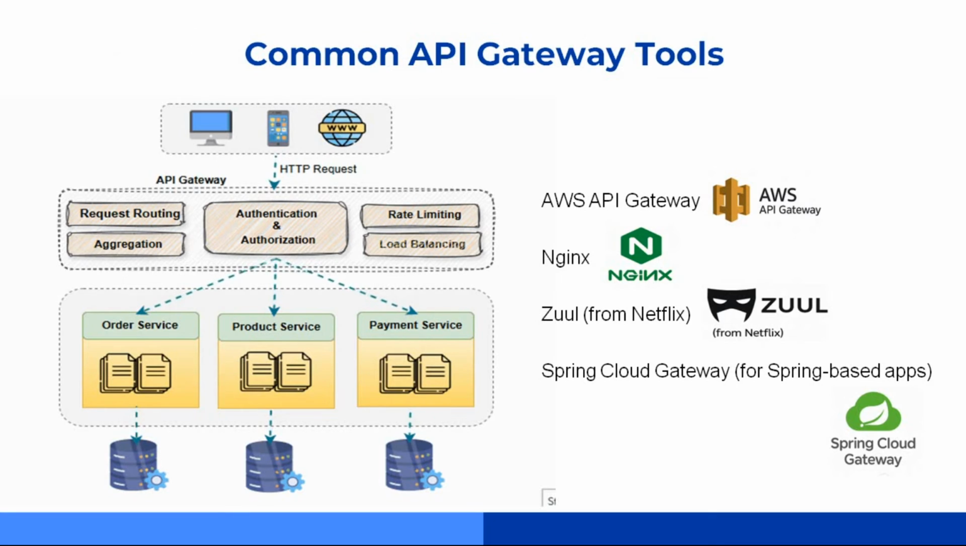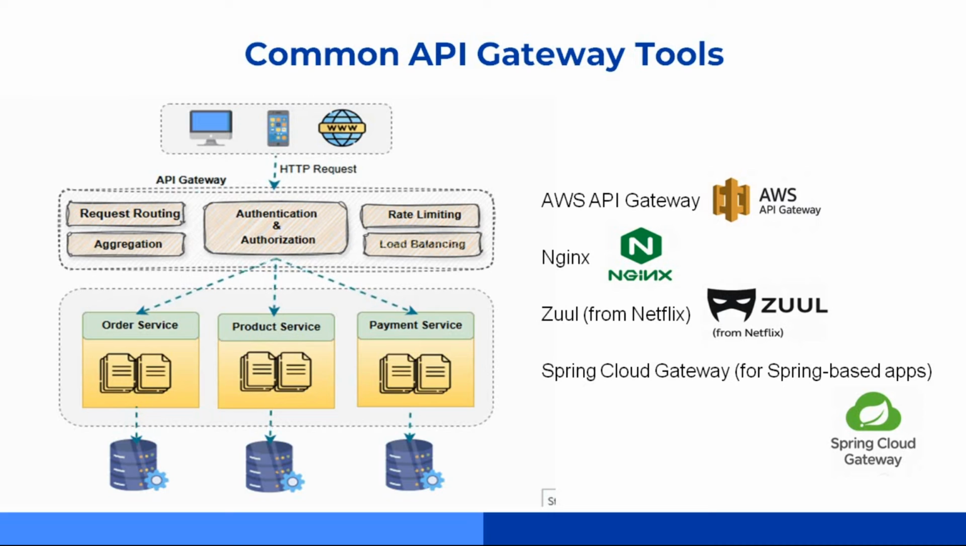Alright, now that we understand what an API gateway actually does, let's quickly look at some popular tools and platforms that developers commonly use to build or run an API gateway. Number 1, AWS API Gateway. Let's start with the one from Amazon Web Services.